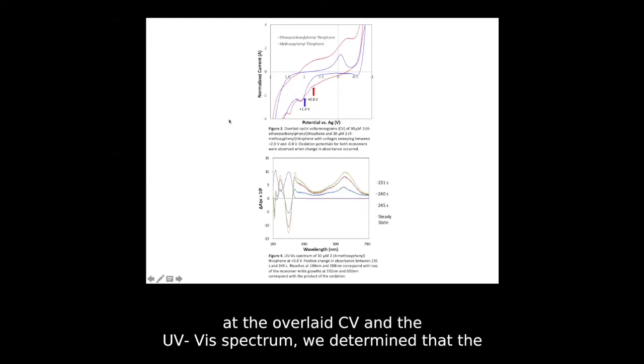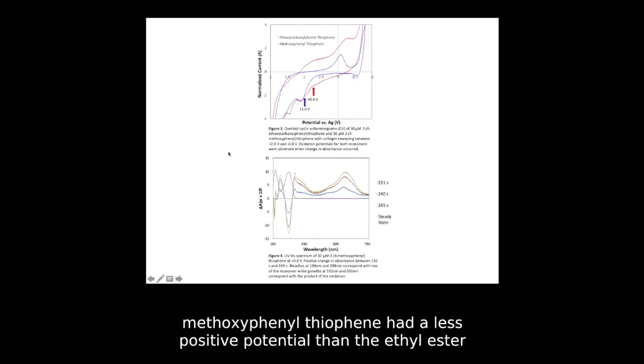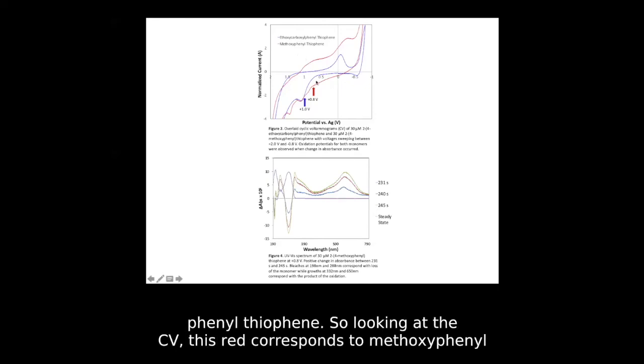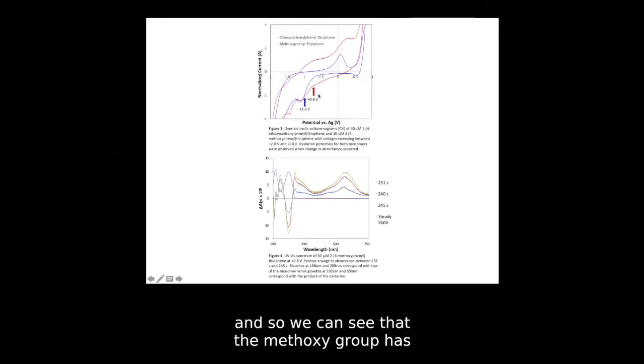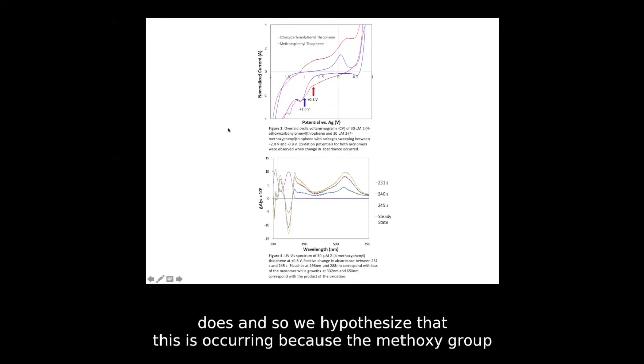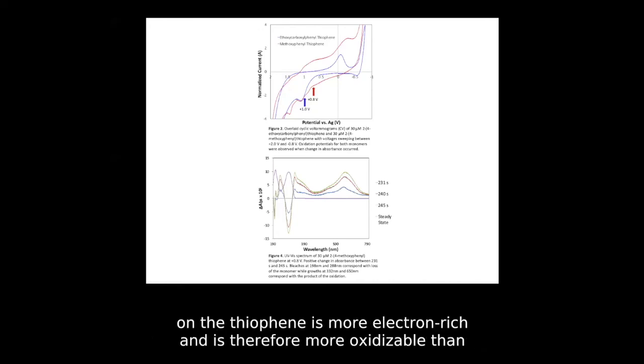So looking at the overlaid CV and the UV-vis spectrum, we determined that the methoxyphenyl thiophene had a less positive potential than the ethyl ester phenyl thiophene. So looking at the CV, this red corresponds to methoxyphenyl thiophene, and the blue corresponds with the ethyl ester phenyl thiophene. And so we can see that the methoxy group has a more negative, a less positive voltage than the ethyl ester does. And so we hypothesize that this is occurring because the methoxy group on the thiophene is more electron-rich and is therefore more oxidizable than the ethyl ester group.